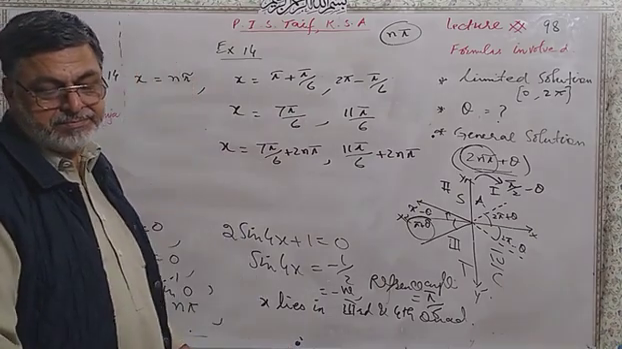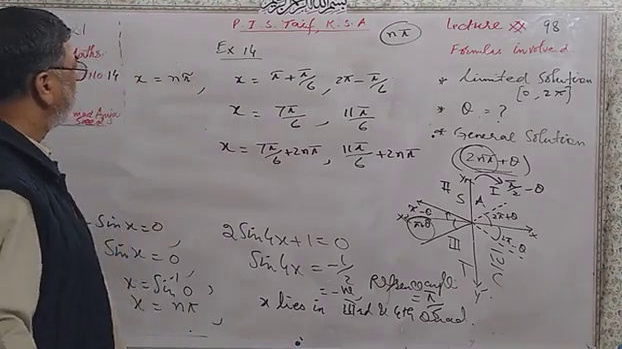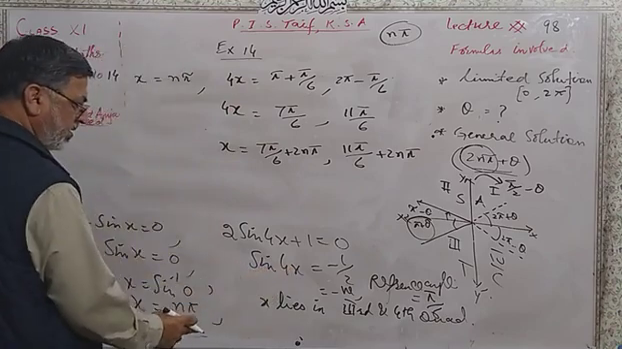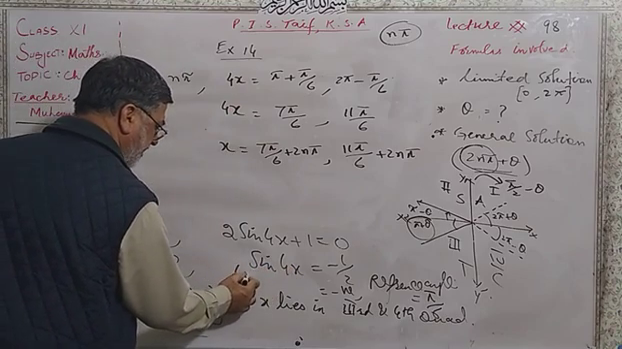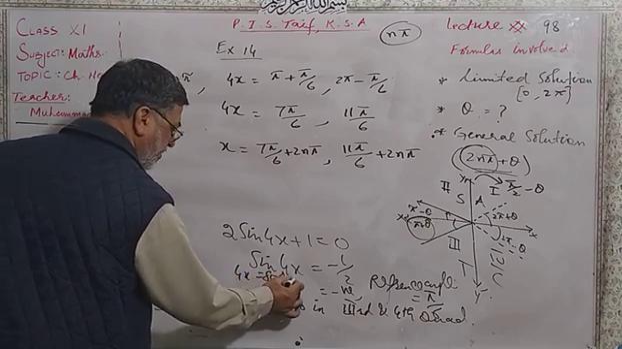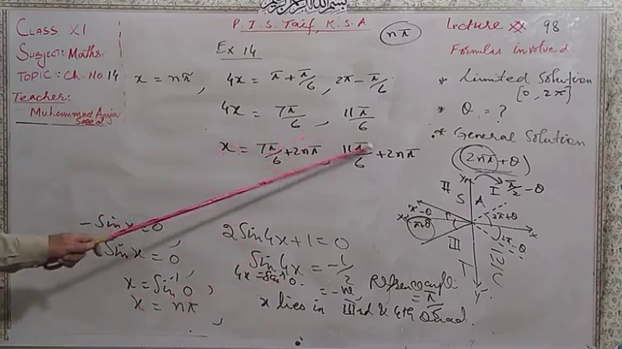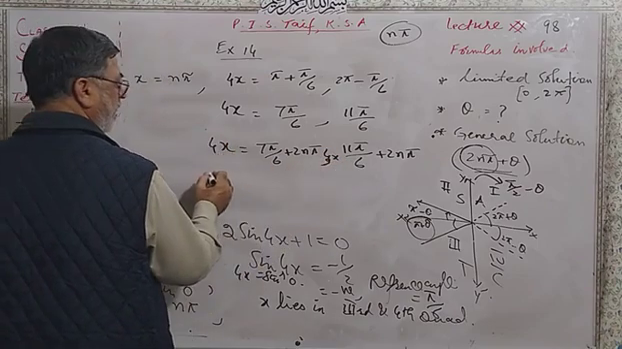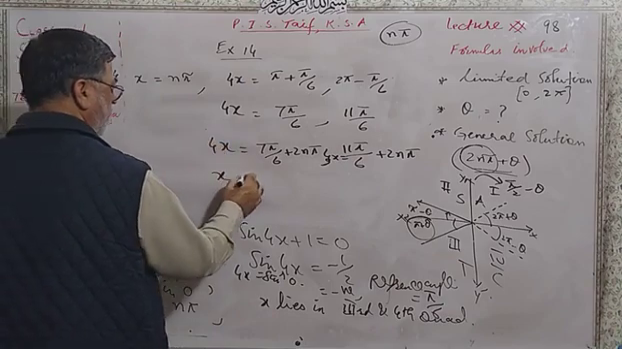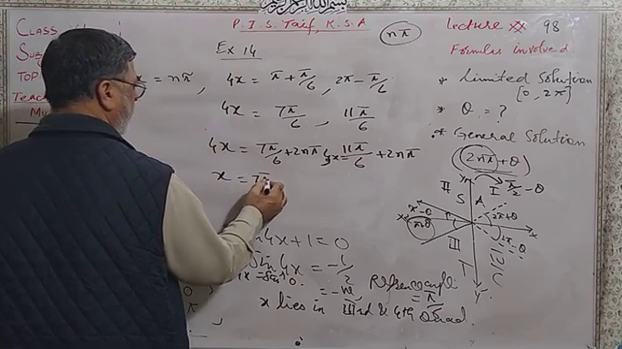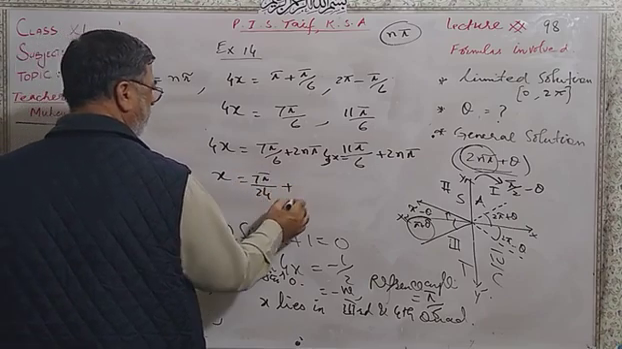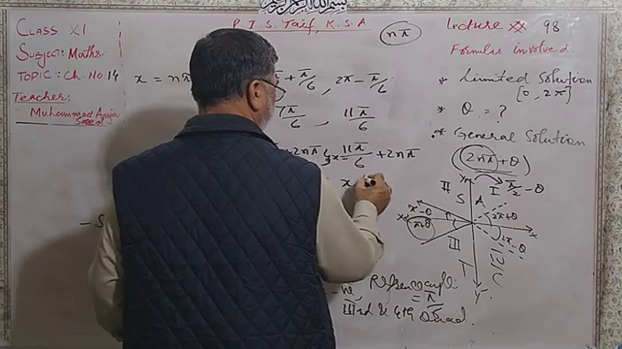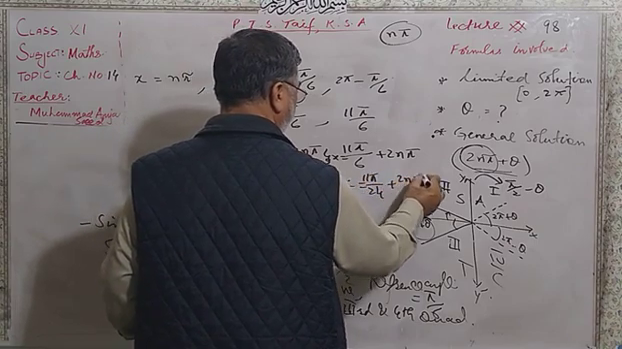So we have here 4x. 4x is equal to sine inverse 0, and sine inverse 0 will be 2n pi, so they are added. Actually you have to find the value of x. So x is equal to 7 pi by 24. This will be 2n pi over 4. X is equal to 11 pi by 24 plus 2n pi by 4.